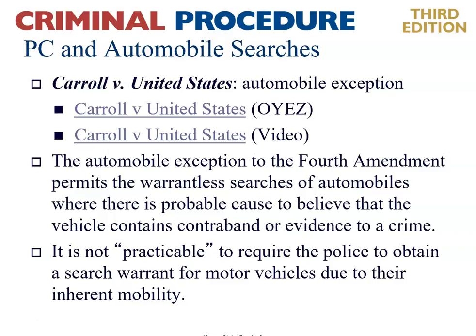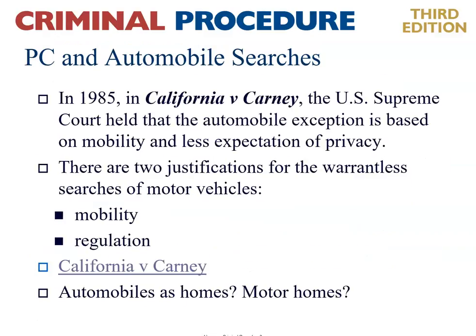And even a search of a ship or a motorboat or a wagon or an automobile may be searched on probable cause without a warrant. So the court again explained that it's not practical, if you will, to require the police to get a warrant for motor vehicles because the mobility of the automobile might result in the vehicle disappearing down the highway by the time a warrant is actually obtained. So a lot of information in this particular case.